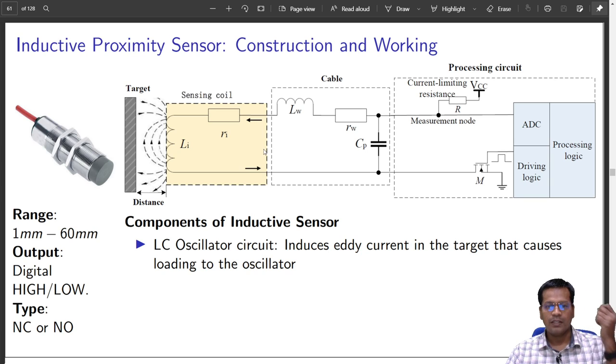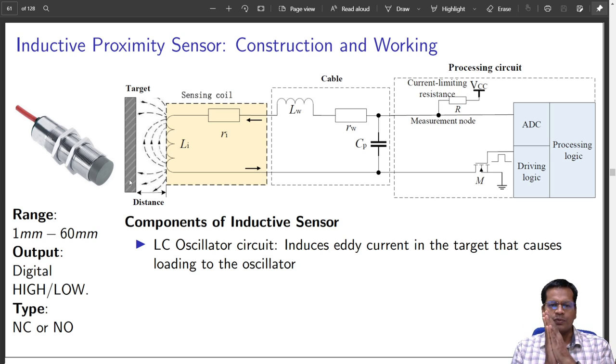So what are the components which are there? There is an RC oscillator, an LCR oscillator. Resistance is part of the circuit, which is why it is not mentioned. It induces eddy current in the target, and that causes loading of this oscillator. It is exactly the way I told you. Now you can get the changes at this measurement node. If this can be detected, you can detect the object which is coming near to this. Because the lines of force are not transmitted quite far off, it has a limited distance.